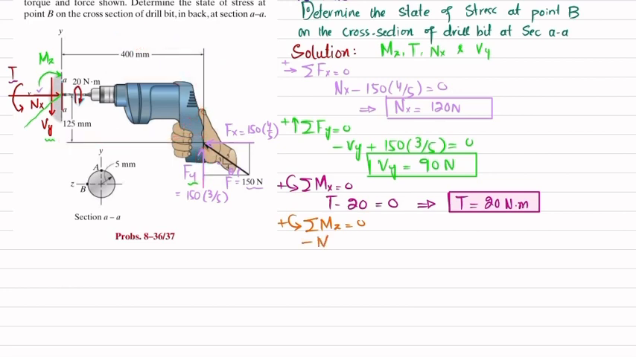So minus Mz, minus 150 into 4 over 5 multiplied by the perpendicular distance of 125 millimeter, which is 0.125 meter, plus 150 into 3 over 5 and the perpendicular distance of 400 millimeter, which is 0.4 meter. Their sum must be equal to 0. So from here you will get Mz equal to 21 Newton meter.